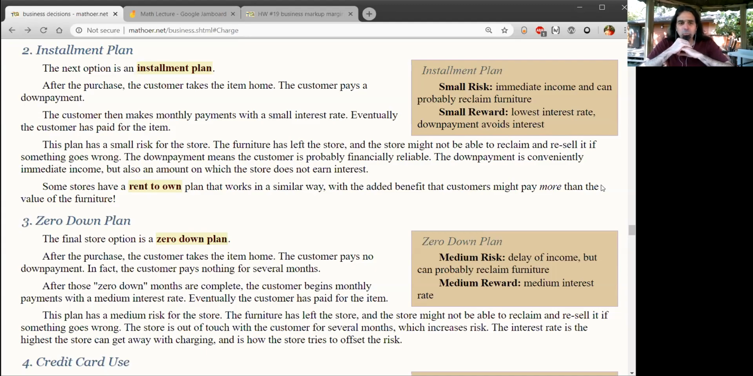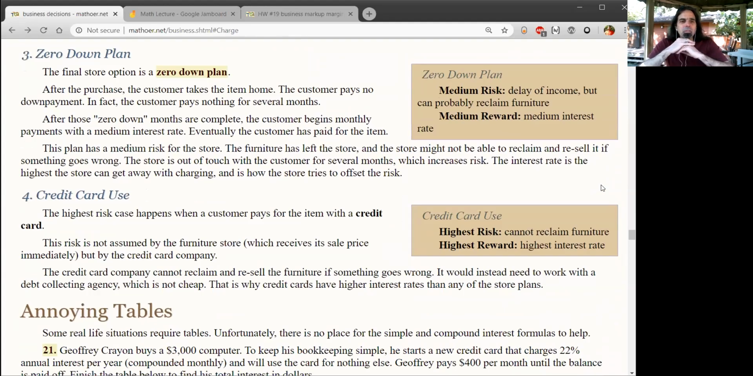Some stores have a rent-to-own plan that works in a similar way. So small interest rate, you get the item home, but you have to pay money up front so that the store has some cash and can keep doing store kind of things. The third one is a 0 down plan, where again, you take the item home, but you have no down payment. And even more extreme than just not having a down payment, you're going to not pay anything for a few months. But because there is much more risk to the store, you could wreck the item and the store gets no money for quite a while, then the interest rate is pretty big.